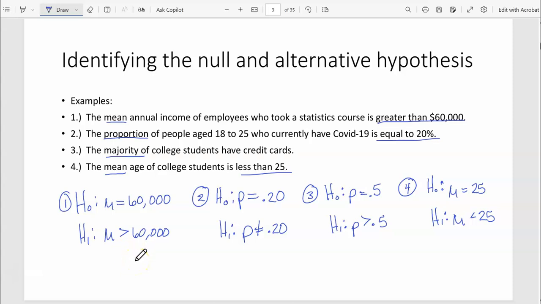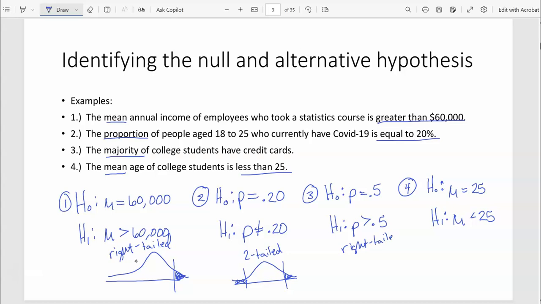Okay, now let's talk about, is it left, right, or two-tailed? This guy has a greater than in number 1. So this is a right-tailed test, which means that all of our alpha value would go in that right tail. This one is a not equal to, so this is a two-tailed test, which means that our alpha will be split between the two tails. This one is greater than, so it's right-tailed. So our alpha value is going to go in that right tail. And this one is less than, which means we have a left-tailed test.